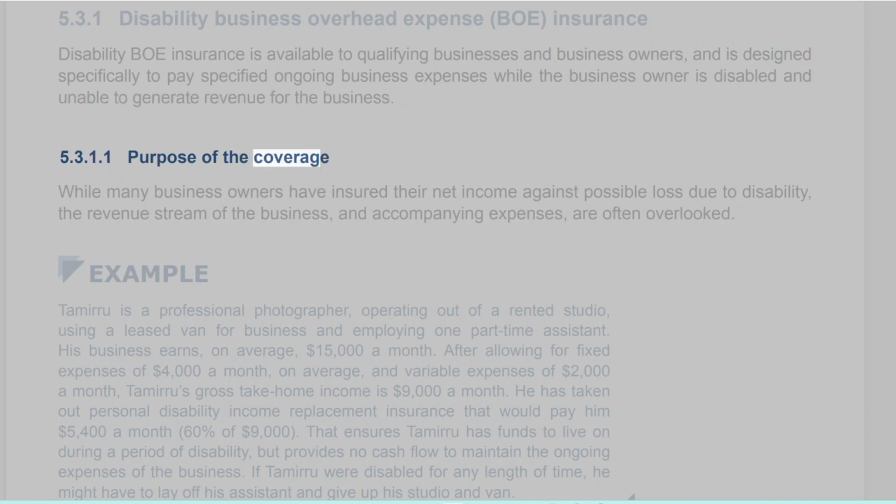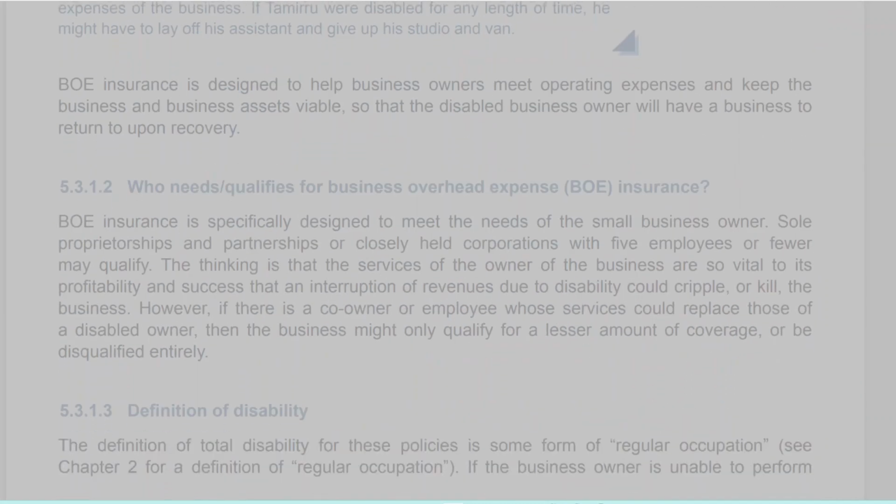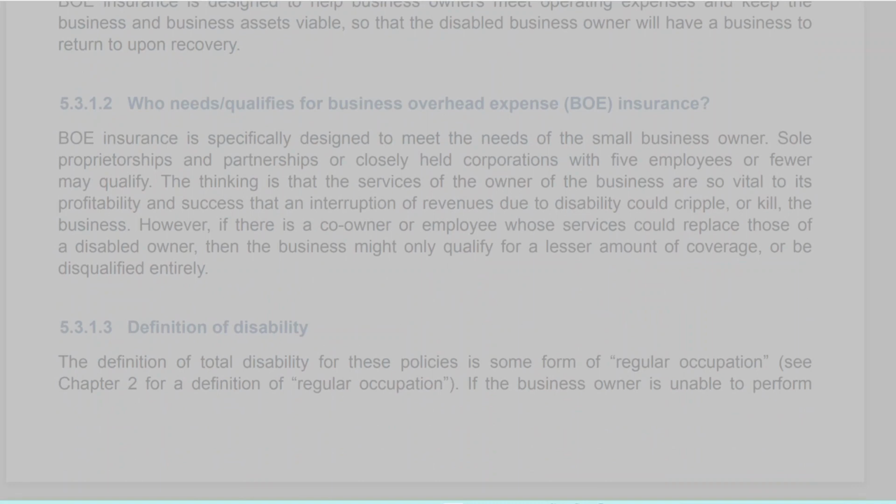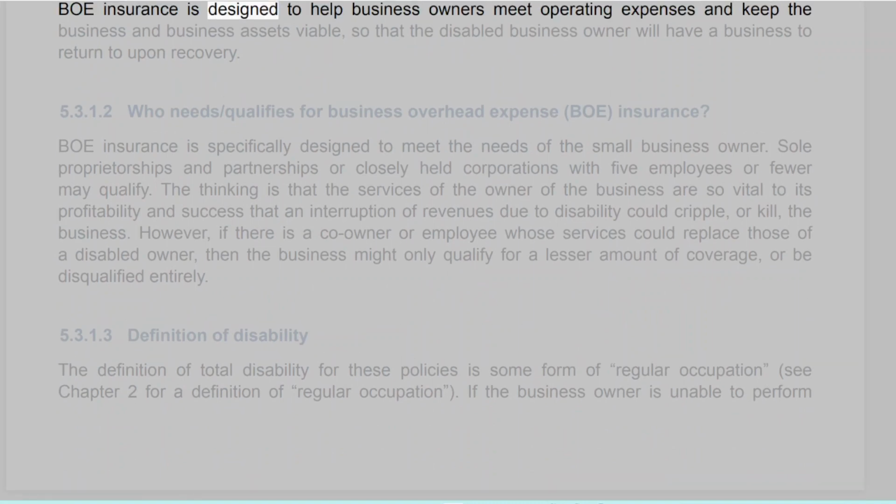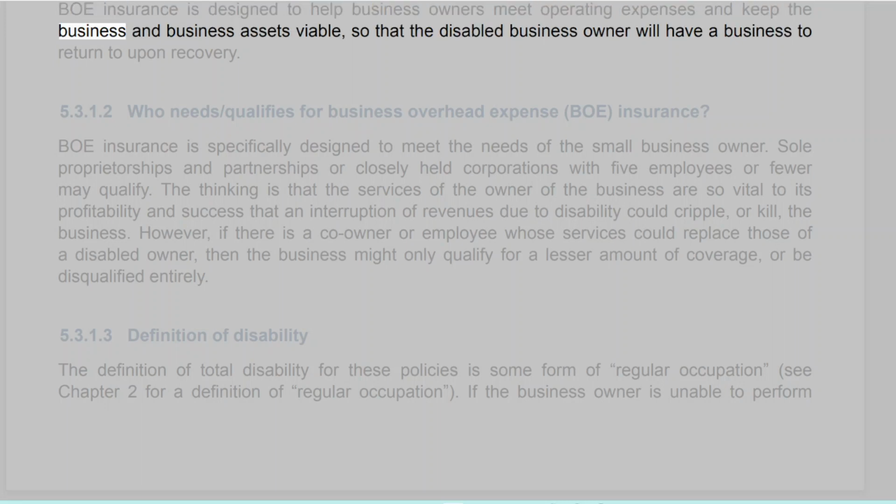5.3.1.1 Purpose of the coverage. While many business owners have insured their net income against possible loss due to disability, the revenue stream of the business and accompanying expenses are often overlooked. BOE insurance is designed to help business owners meet operating expenses and keep the business and business assets viable, so that the disabled business owner will have a business to return to upon recovery.